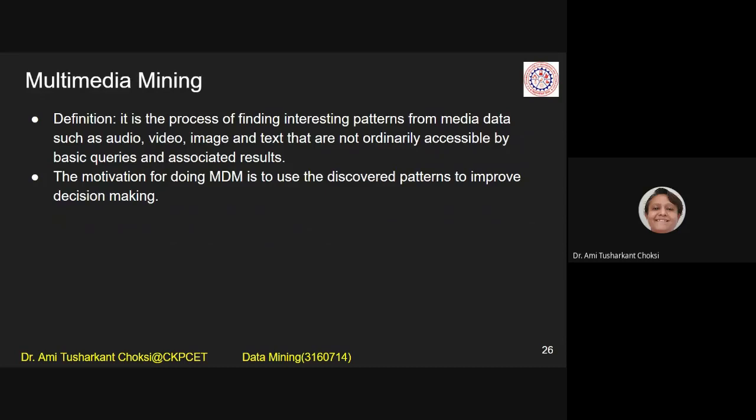Next one which we want to know is multimedia mining. Multimedia. Wow. What is it? It is the process of finding interesting patterns from media such as audio, video, image, and text that are not ordinarily accessible by basic queries and associated results. Fine. So the motivation for doing MDM, multimedia data mining, is to use the discovered patterns to improve decision making.